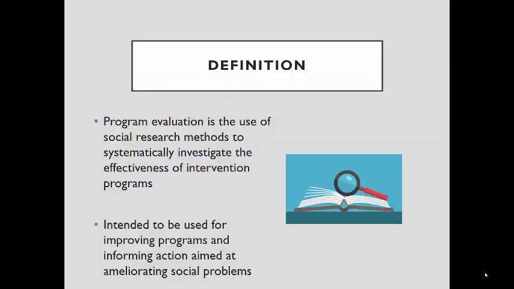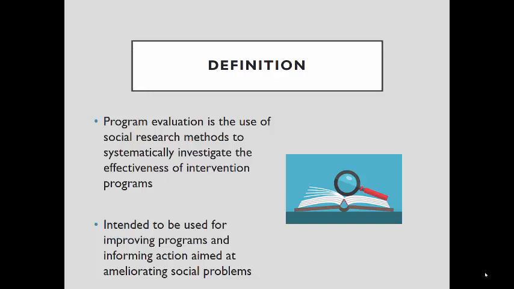So as with everything, we want to define what that is. Program evaluation is the use of social research methods to systematically investigate the effectiveness of intervention programs. So basically, we want to find out, using the research methods that you learn in your classes, does this program work? Is this program changing something? Is it making something better? Or is it making something worse? Or is there no change at all? We have to know that stuff in order that we can make appropriate decisions.